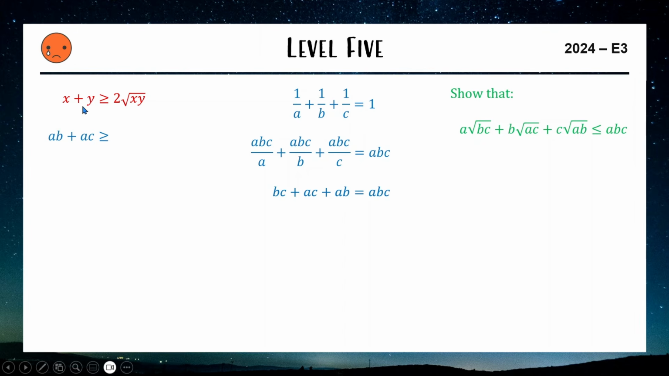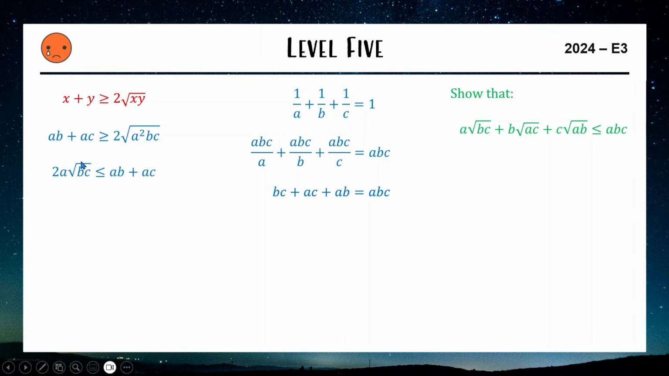If I go over here and I say, well, if x plus y is greater than or equal to 2 root xy, if I did this with ab and ac, which are 2 parts of my equation over here, well, this is going to be greater than or equal to 2 times the square root of their product. So 2 times the square root of ab times ac, which is a squared bc. Now that's cool because if I separate these out, the square root of a squared is just a.